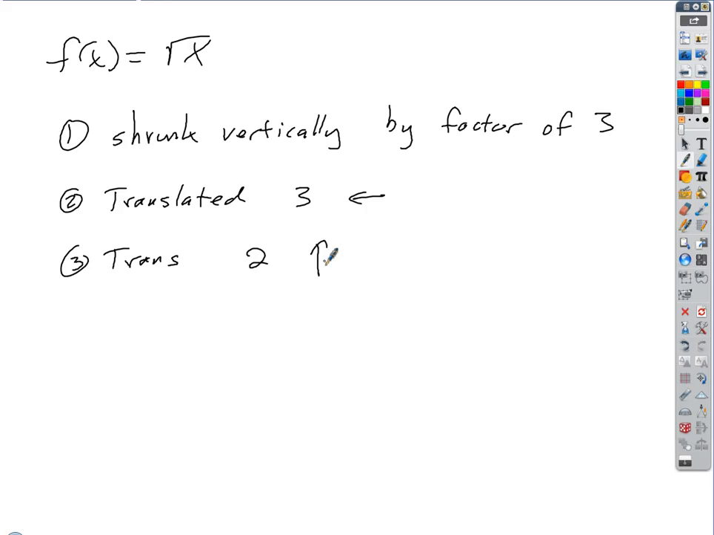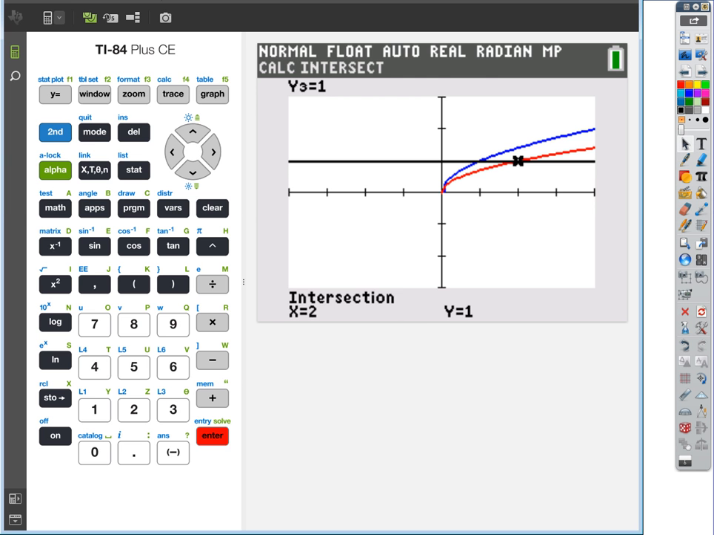So what's that gonna look like? All those things at once, in that order. If you want to consult with your neighbor, I'm okay with that.